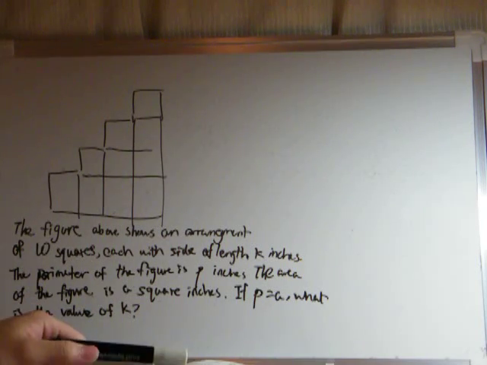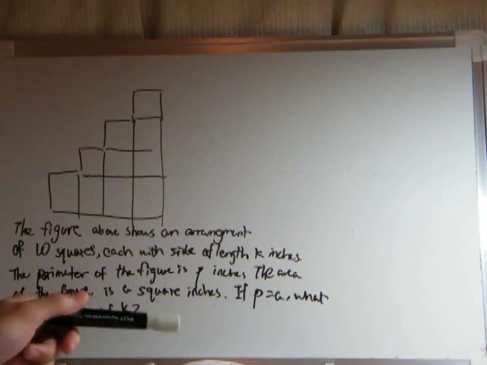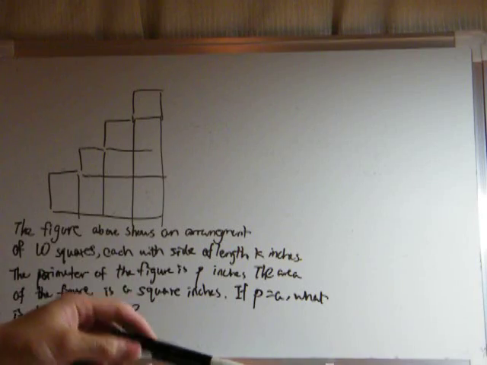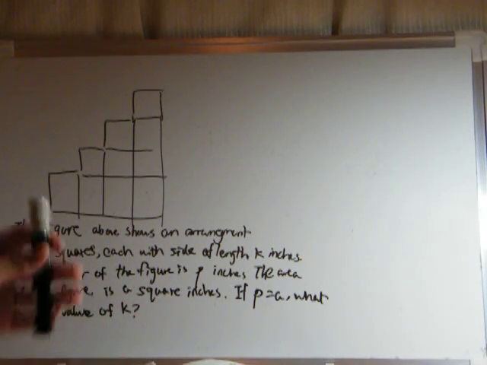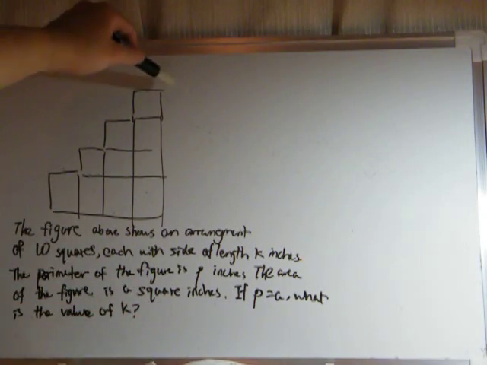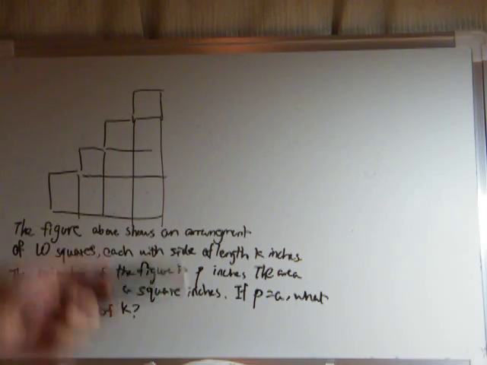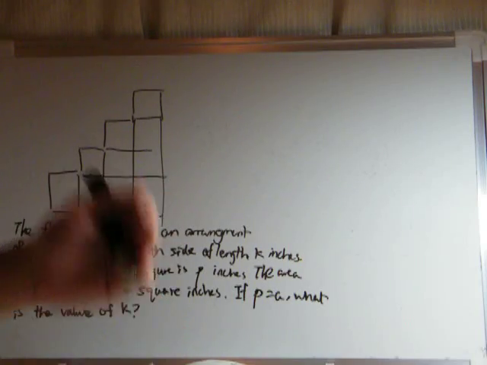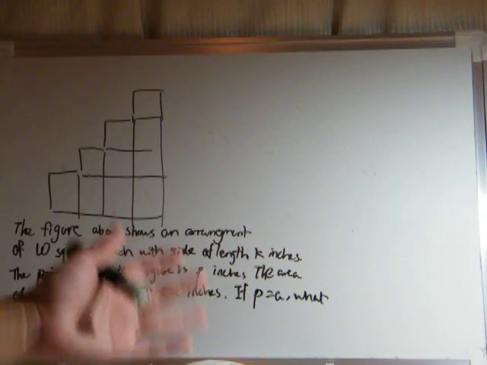The figure above shows an arrangement of 10 squares, each with side of length k inches. So basically you can tell that that is k inch. And the perimeter of the figure is p inches. So basically this whole thing up here is p. The area of the figure is a square inches. If p equals a, what is the value of k?